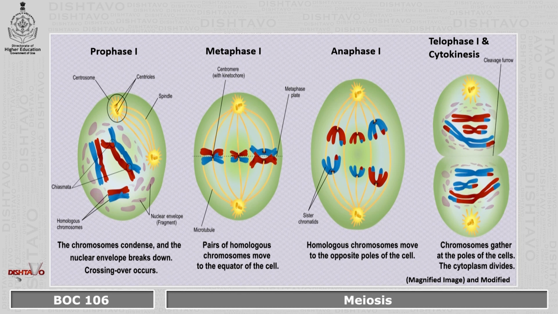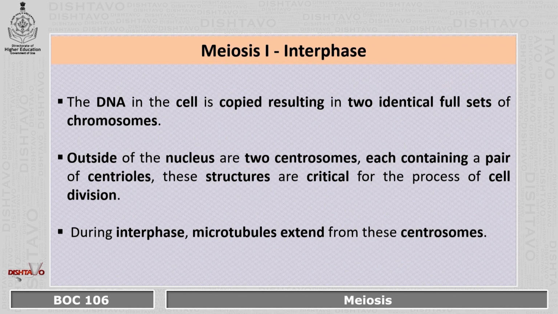Prophase 1 explains that the chromosomes condense and the nuclear envelopes break down. Metaphase 1 shows the pairing of homologous chromosomes. Anaphase 1 shows the movement of the chromosomes to the opposite poles of the cells. Telophase 1 shows chromosomes gather at the poles of the cells and the cytoplasm divides.